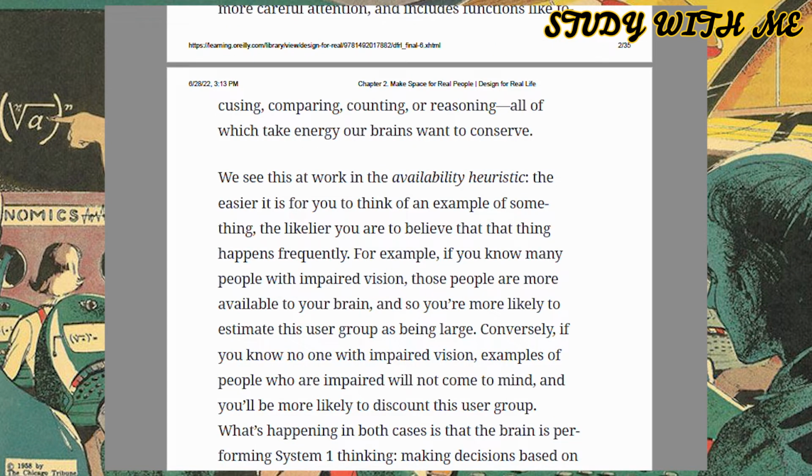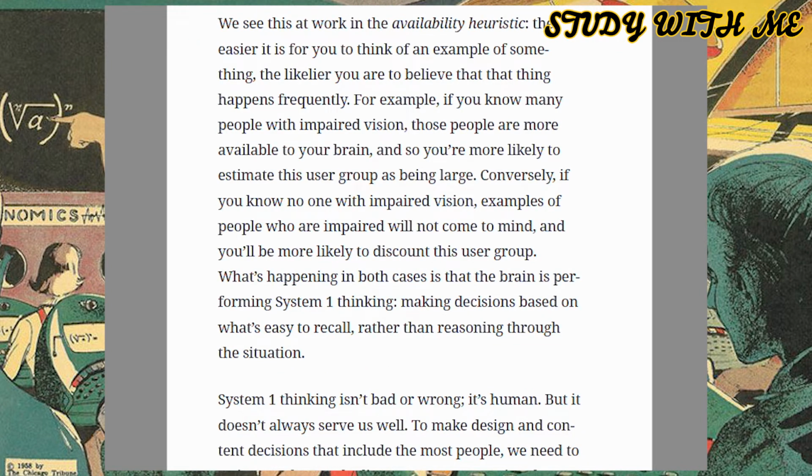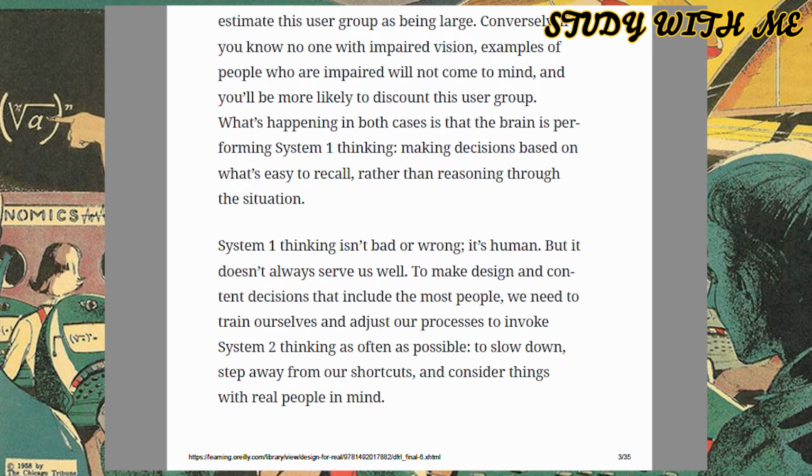We see this at work in the availability heuristic. The easier it is for you to think of an example of something, the likelier you are to believe that the thing happens frequently. For example, if you know many people with impaired vision, those people are more available to your brain, and so you're more likely to estimate this user group as being large. Conversely, if you know no one with impaired vision, examples of people who are impaired will not come to mind, and you'll be more likely to discount this user group. What's happening in both cases is that the brain is performing System 1 thinking, making decisions based on what's easy to recall rather than reasoning through the situation.